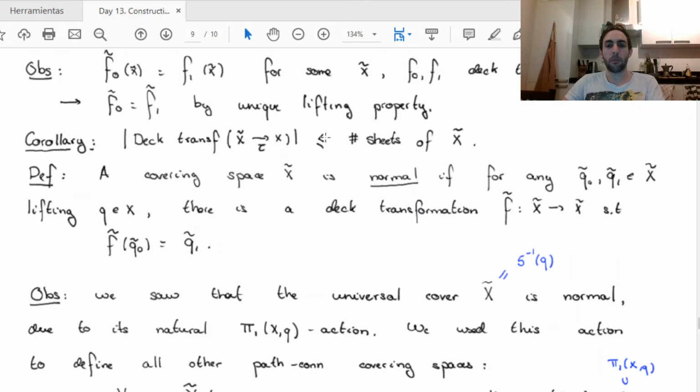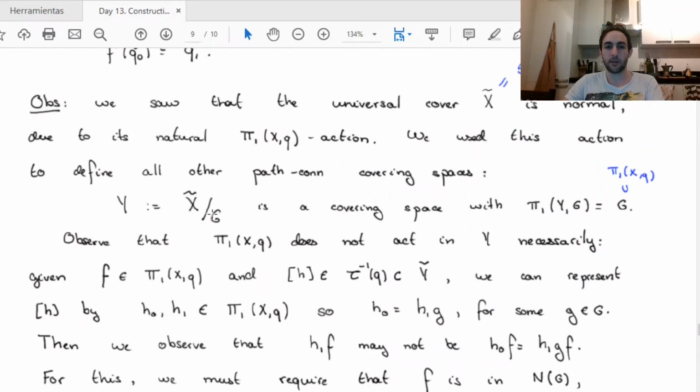Now, how may this fail? Let's look at the following discussion. What we know already, from our discussion about the universal cover, is that X tilde, the universal cover, is normal. Why? Because its fiber over Q is exactly isomorphic to pi 1, and its deck transformations are also isomorphic to pi 1, and the action of the deck transformations on the fiber is the tautological action of pi 1 on itself. So this is normal.